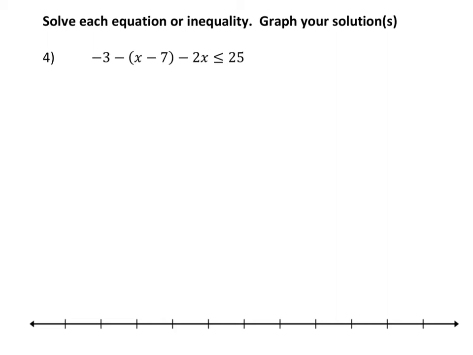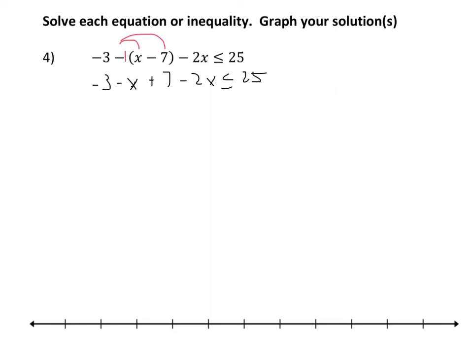All right, I'm going to start by simplifying the left-hand side. I'm going to distribute. You can think of this as having a negative 1 here. So I'm going to distribute a negative 1. That's going to give me negative 3 minus x plus 7 minus 2x is less than or equal to 25.